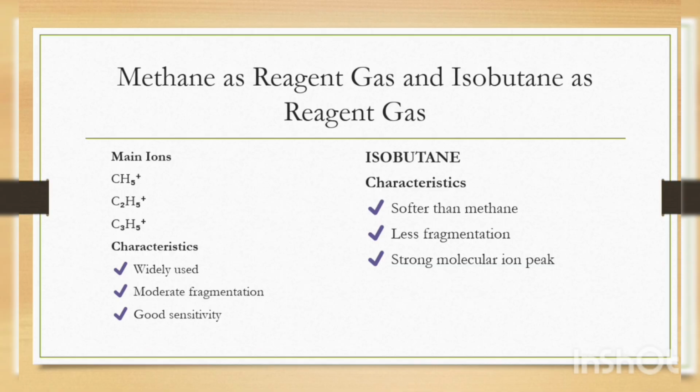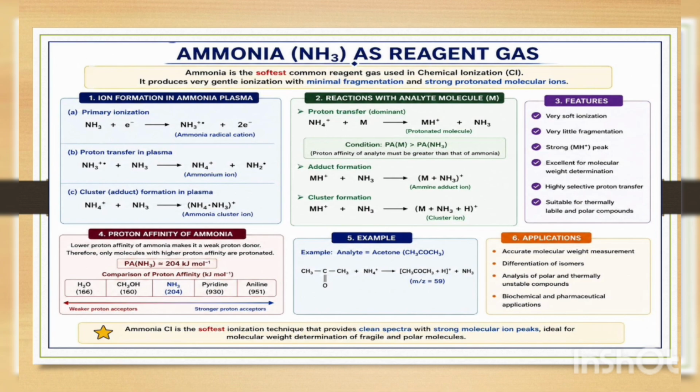Next is isobutane. It generally produces a softer ionization environment than methane. Therefore, fragmentation is reduced, molecular ion related peaks become stronger, and molecular weight determination becomes easier. So, if methane gives moderate softness, isobutane provides even softer chemical ionization.